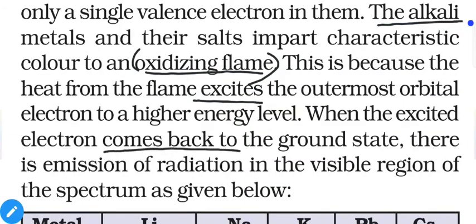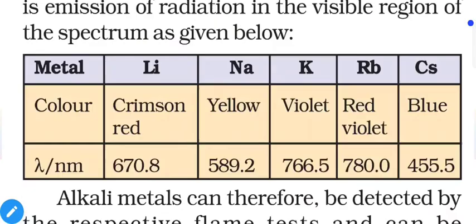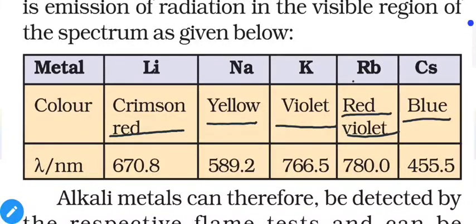When they come back, they release energy, and this released energy is in the form of light radiation, and depending on the different types of metals and their salts, they produce different colors. And as mentioned, we have crimson red color from lithium, yellow from sodium, violet from potassium, red violet from rubidium, and blue from cesium. And that's why we can detect the metal if an unknown compound is provided to you.